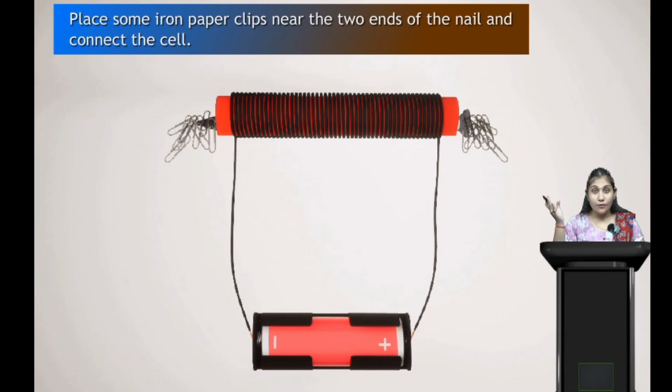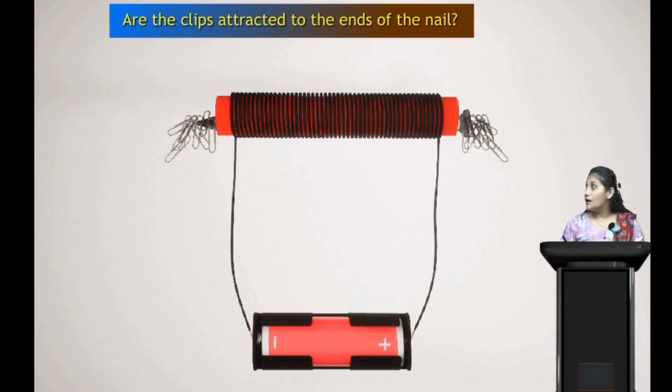Why do they get attracted? Because electricity passes through the wire and it generates a field. Because of this, the iron clips get attracted towards the iron nail. Now, are the clips attracted to the ends of the iron nail? Yes, all these iron clips got attracted towards the ends of the iron nail.